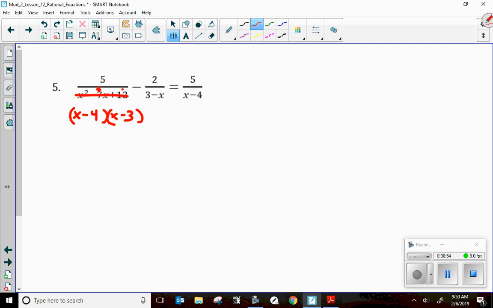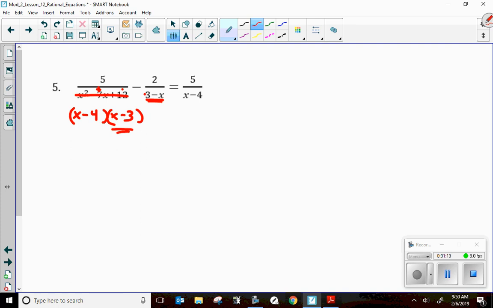Now, let me take a look at what I have. Okay, I see an issue right away. You see I have this x minus 3, but I have this 3 minus x. Remember, if 2 terms are rotated around a minus sign, you can factor out a -1.